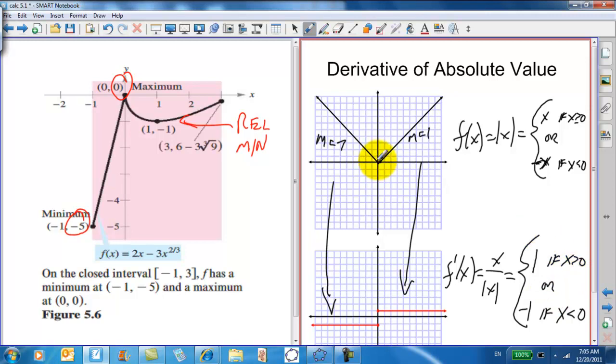Notice 0 is no longer included, though, because at 0 itself, even though the function is defined and it's continuous there, the directional derivatives don't agree, so the slope is undefined. So I must fix my picture here and actually show big open circles here and here. Make those open circles, because the derivative is not defined at 0. f prime of 0 is undefined.